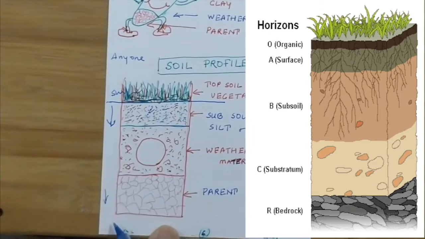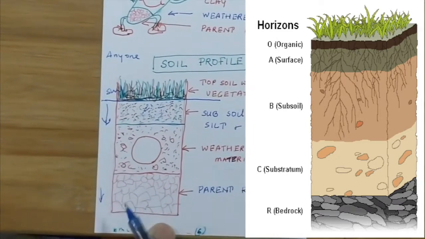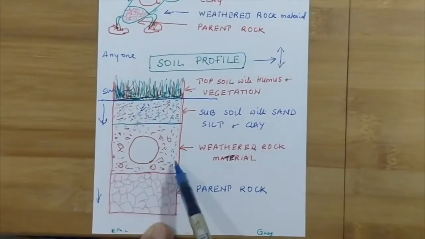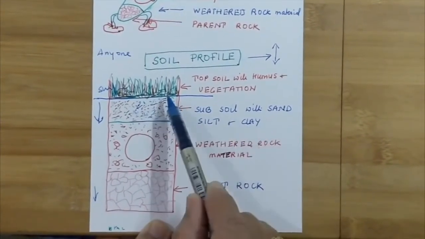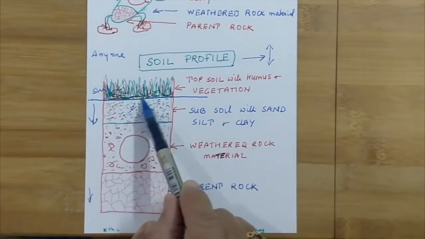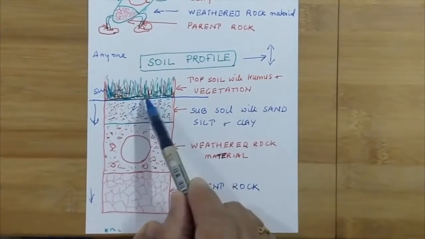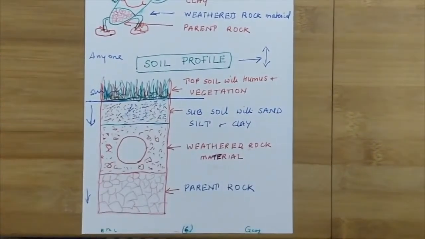So this is the structure starting from the parent rock. Big rocks break into smaller rocks, and then we have subsoil with sand, silt and clay, and last of all we have the most fertile layer of the soil with humus and vegetation.